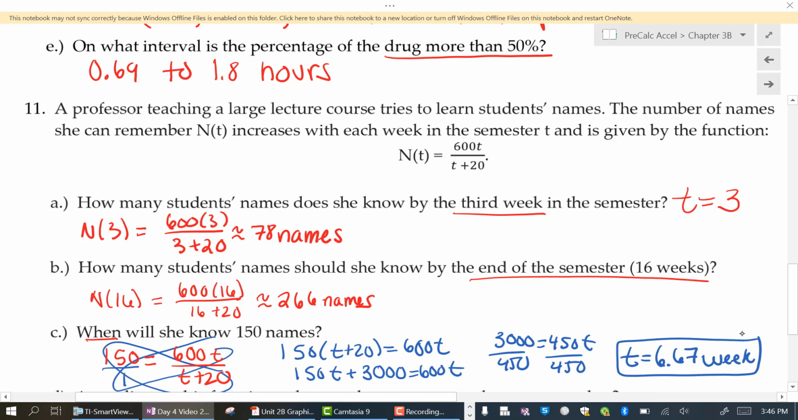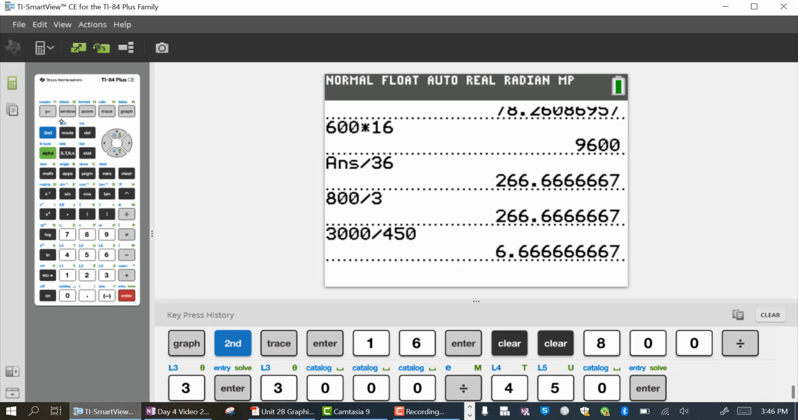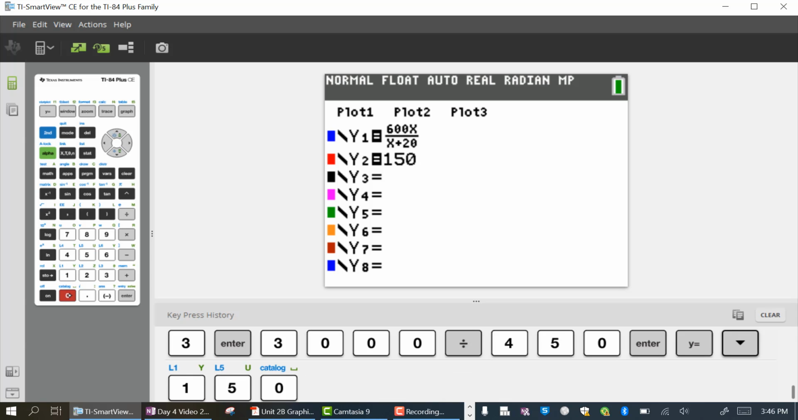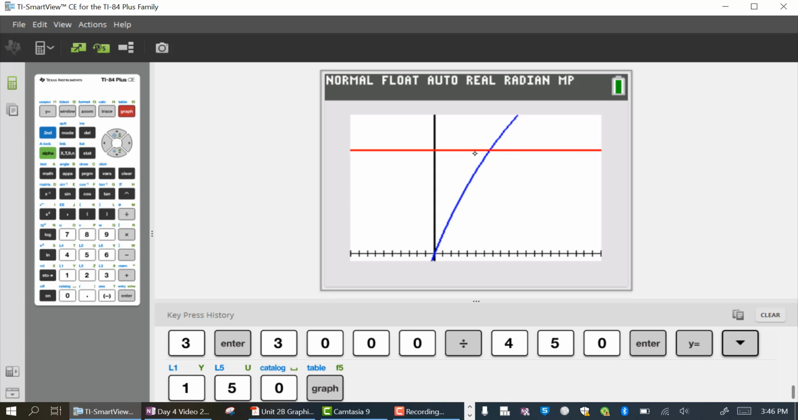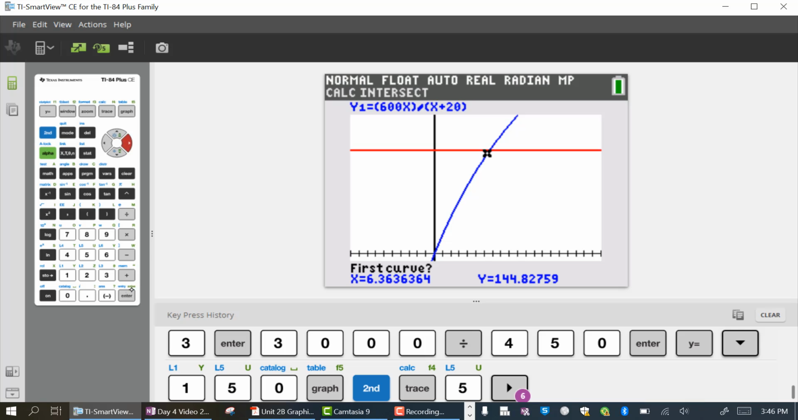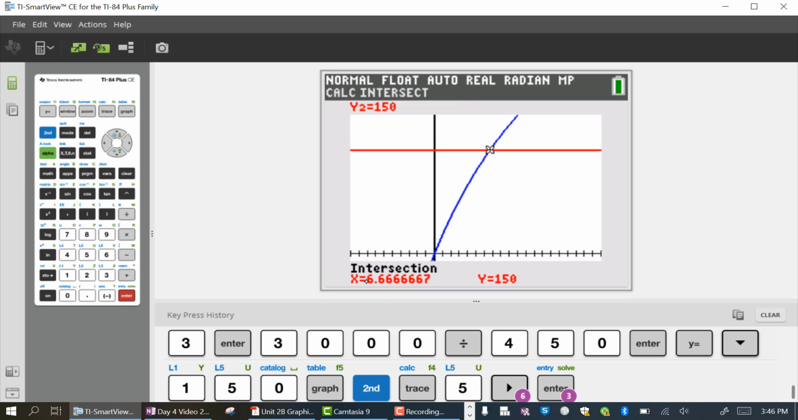Now, if I wanted to find that in my graphing calculator, I would put y2 as 150. So let's do that. And I could see where they intersect, and I would find that intersection point. So 6.67 weeks, and she would learn 150 names.